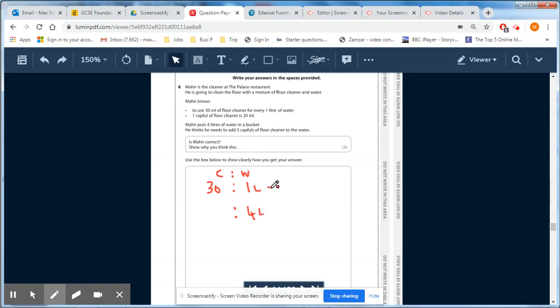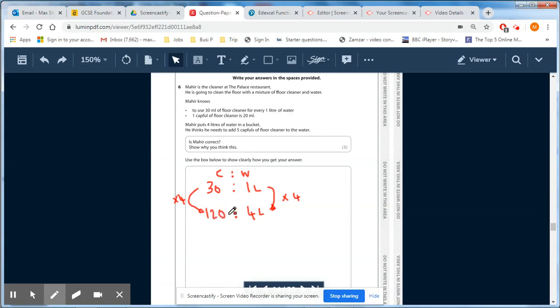And then we can say that to go from 1 litre to 4 litres, he's going to have to use 4 times as much. So the 30, we have to times by 4 as well. So when we're working with ratio like this, every time we times one side by something, we have to times the other. So if we do 30 times 4, we're going to get 120.